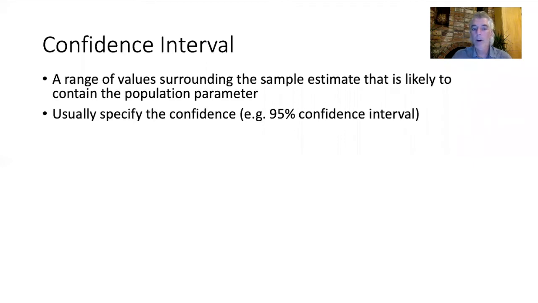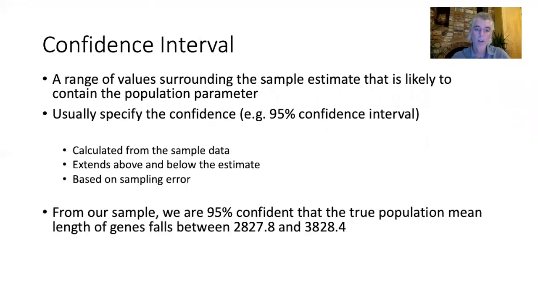Whenever we talk about confidence intervals, we need to specify the level of confidence that we're talking about. Most often, 95% confidence, but in some cases, we might report 99% confidence intervals or perhaps 90% confidence intervals. Confidence intervals are calculated directly from the sample data, and they extend above and below the sample mean. So they represent a range of values spanning that sample mean.